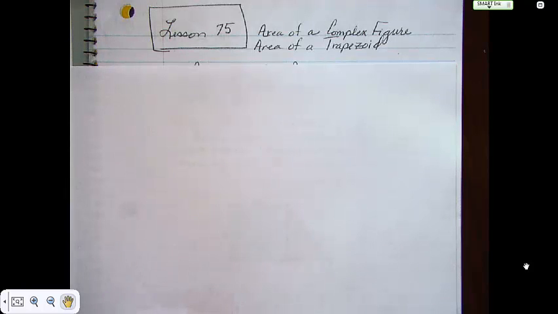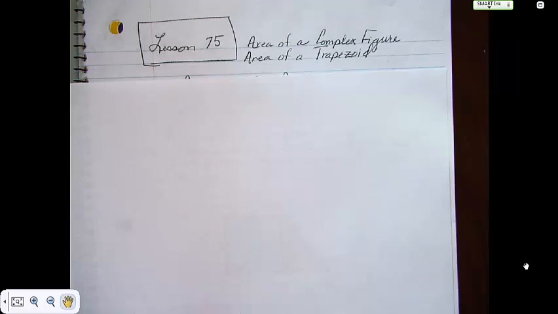Hi there. Today we are going to talk about Lesson 75. And Lesson 75 deals with area of both trapezoids and of complex figures.